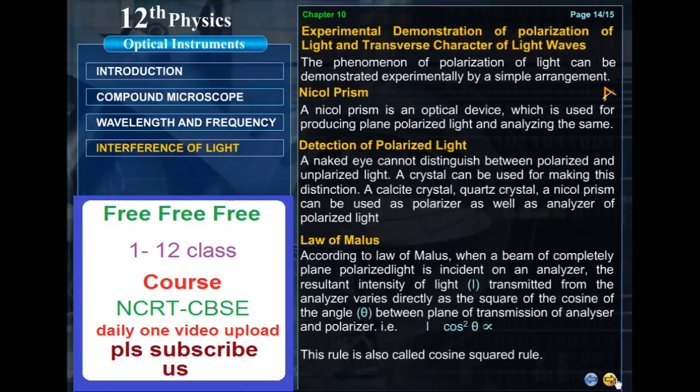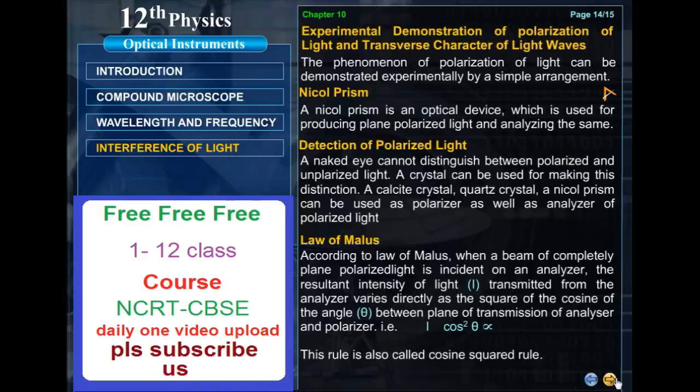Detection of polarized light. A naked eye cannot distinguish between polarized and unpolarized light. A crystal can be used for making this distinction. A calcite crystal, quartz crystal, or a Nicol prism can be used as a polarizer as well as analyzer of polarized light. Law of Malus.